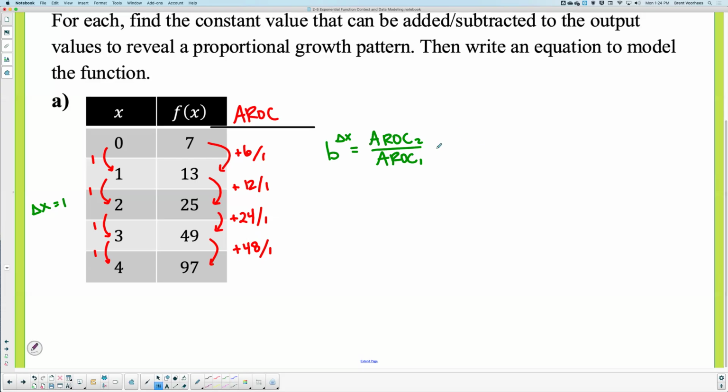So now, when I plug in, I'm going to say b to the power of, what's delta x? 1 equals my second A-Rock. What do y'all want to say is A-Rock 2? 12, perfect. Let's call A-Rock 2 12. There you go. A-Rock 2 is 12. And we're going to divide that by 6. A-Rock 1, which is 6. And 12 divided by 6 is 2. Now that's going to be our base.